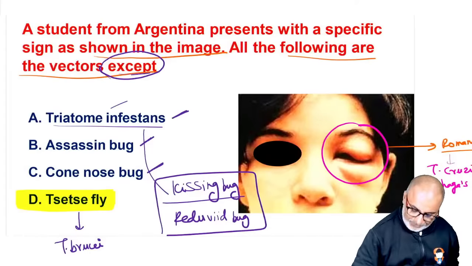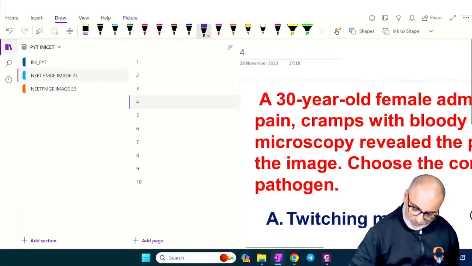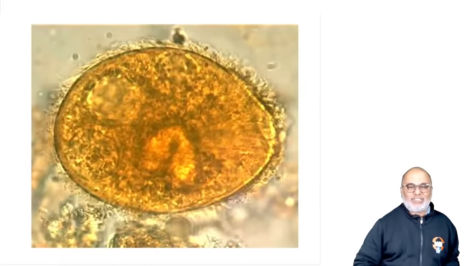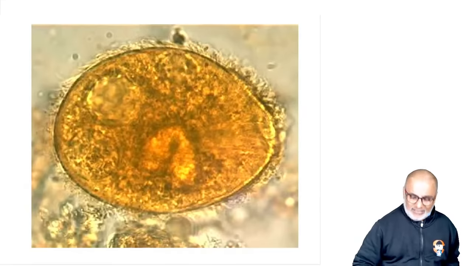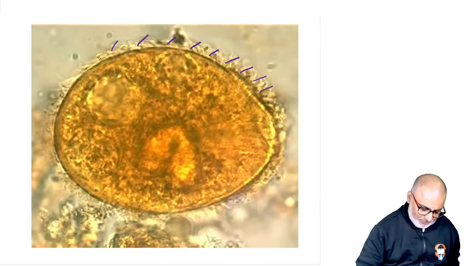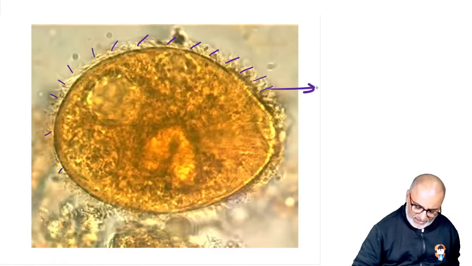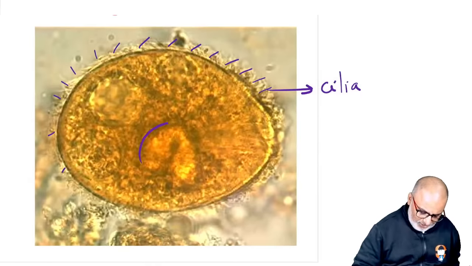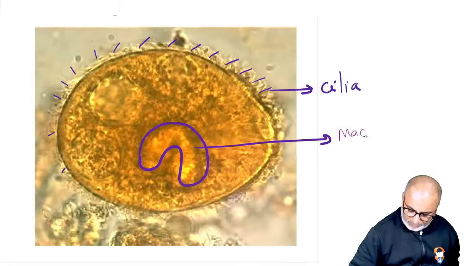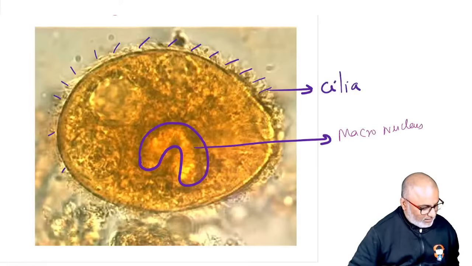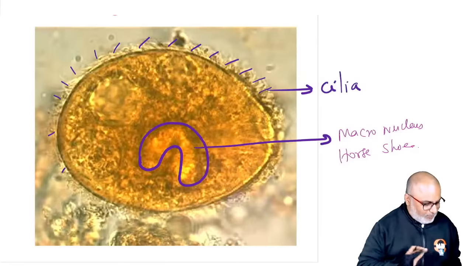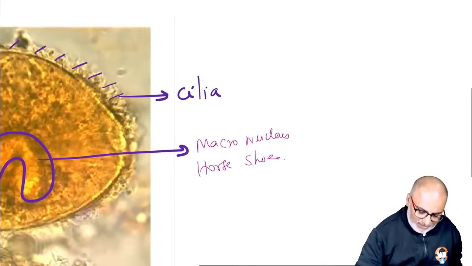Next is. Yeah, first you see the picture. That's the technique. My technique. First you see the picture. It is a trophozoite with hair-like appendage. We call it as cilia. Presence of cilia. Ciliated protozoa. Another thing, horseshoe shaped macronucleus. It is horseshoe shape. Yes, many people beautifully answering. Balantidium coli. This is called Balantidium coli.